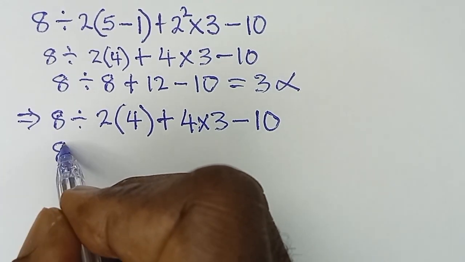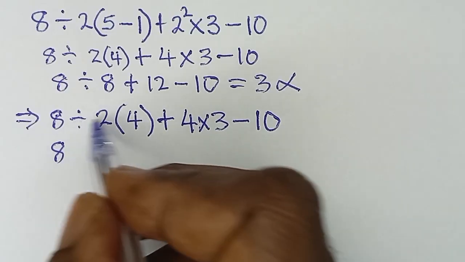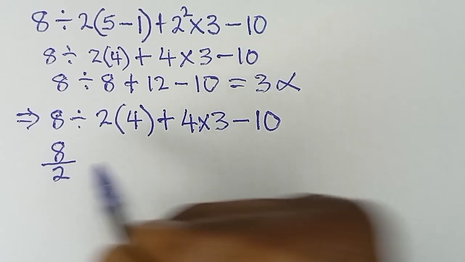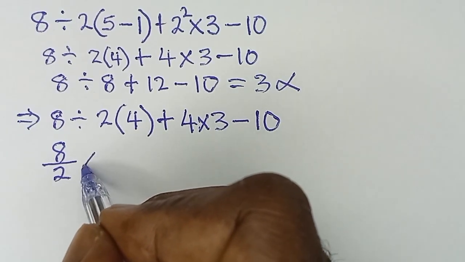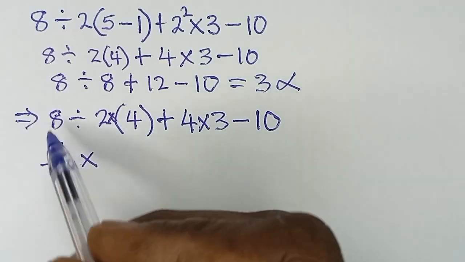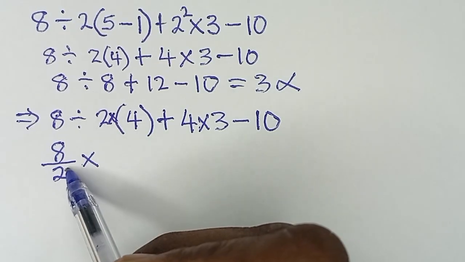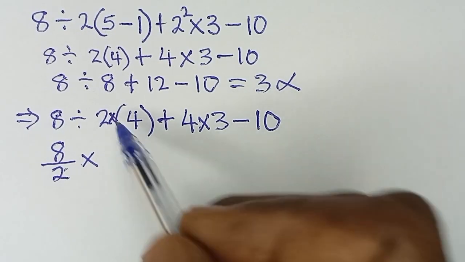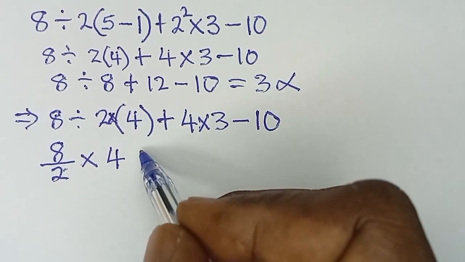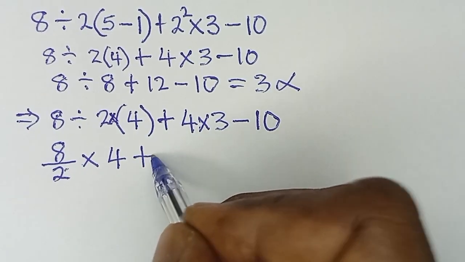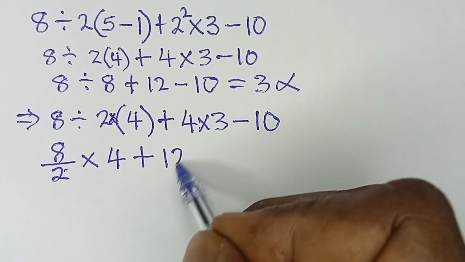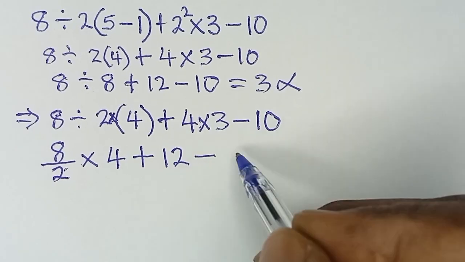8 divided by 2 now. So I'll write it as over 2. And then before the multiplication, don't forget there's like a multiplication here. So I'm saying 8 divided by 2, which is what I've written now. Then the multiplication times 4. The multiplication here multiplied by 4. And then plus 4 multiplied by 3 is 12. And then minus 10.